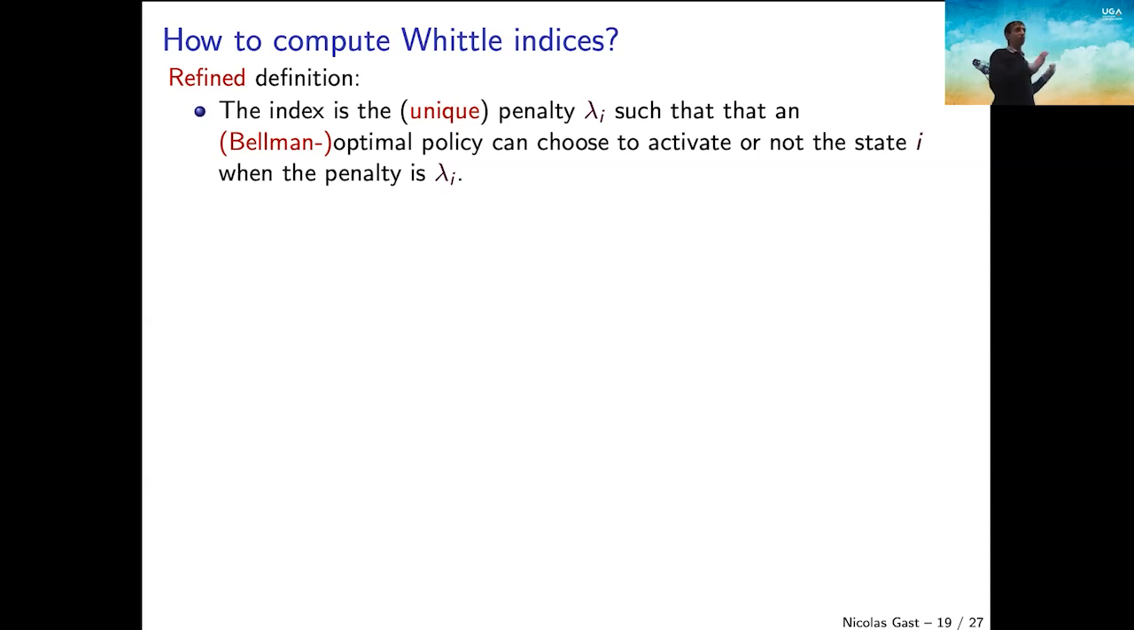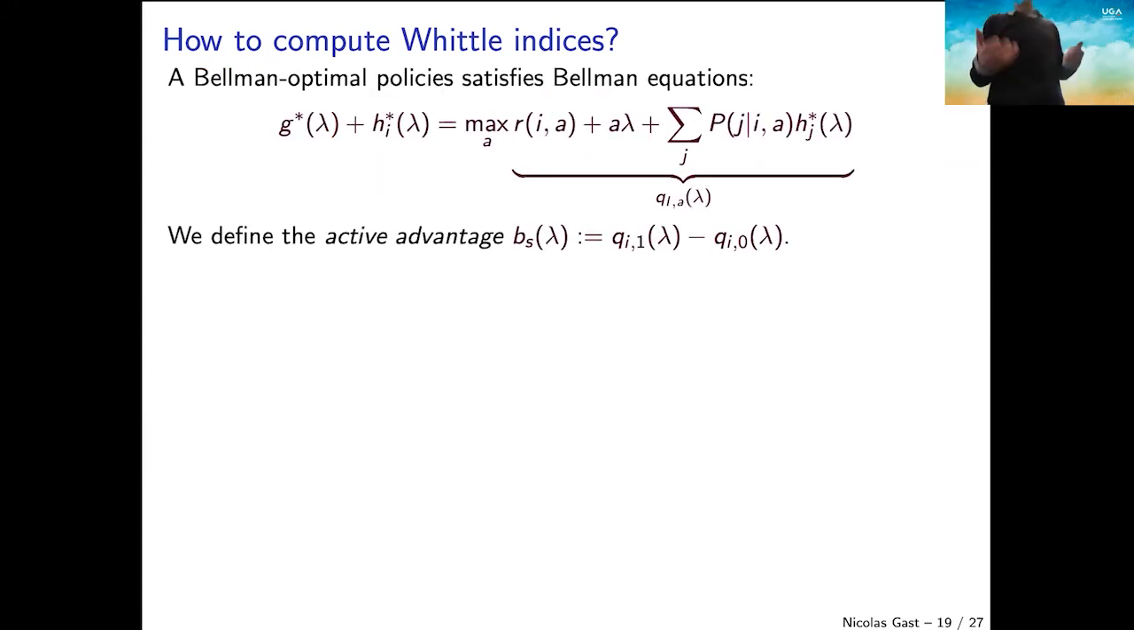We define a more precise definition that uses a notion of optimality that we call Bellman optimality. The idea of Bellman optimality is just that it's a policy that satisfies Bellman's equation. I don't think it has a name in the literature, but we call it Bellman optimality. These are Bellman's equations for time average MDPs. Believe me, if you've never seen them, you can find them in Puterman's book, for instance.